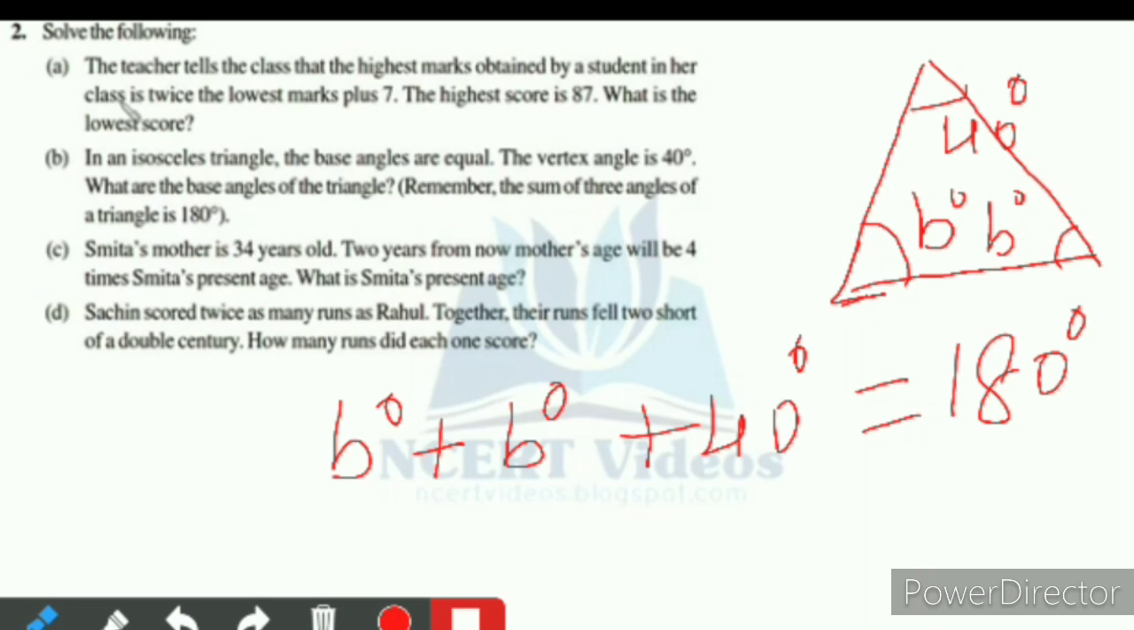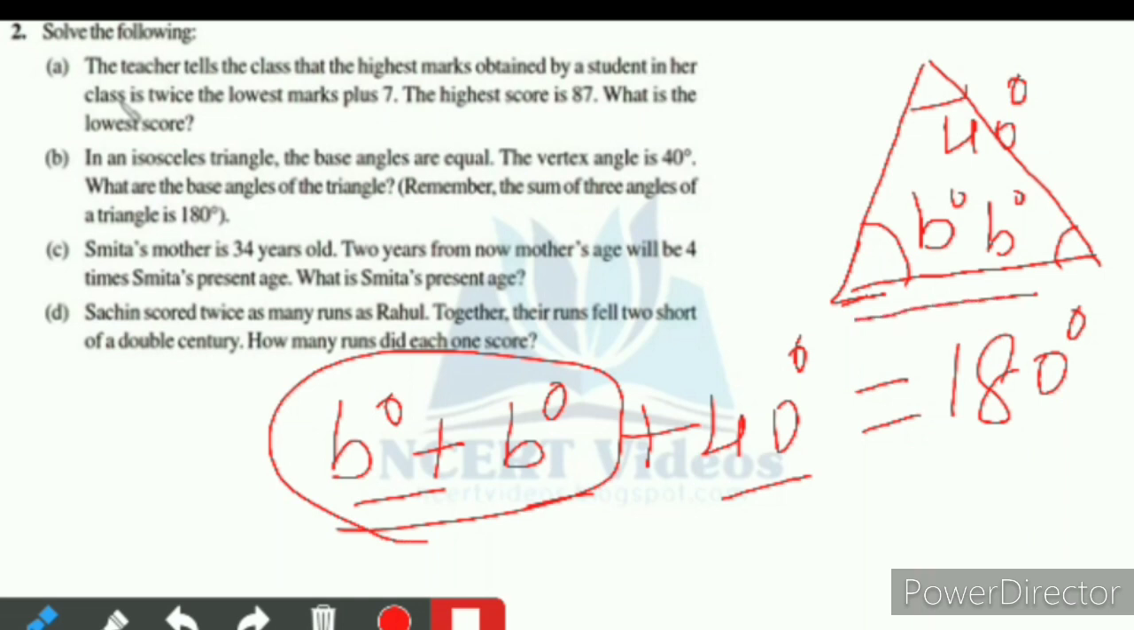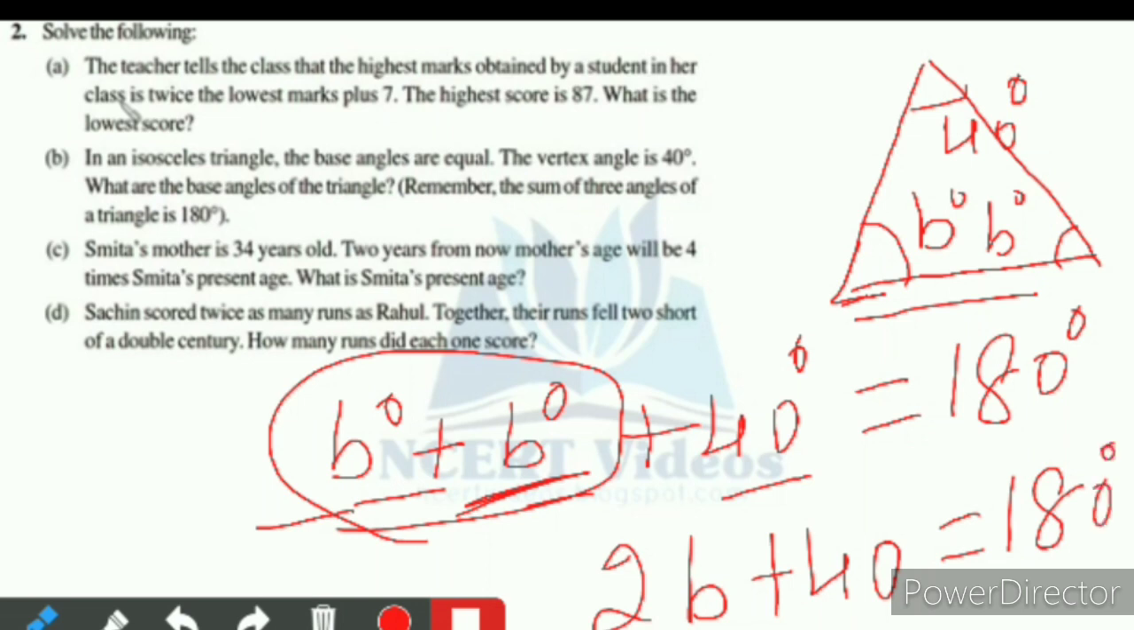Last year we learned that in a triangle the sum of three angles is 180 degree. These three are the three angle measures. Of these, two are base angles, their measures unknown, but they are equal. Now how many B are here? 1B and another 1B, 1 plus 1, 2B. 2B plus 40 is equal to 180 degree. How did we get this 2B? 1B plus 1B is 2B. Copy down till this.